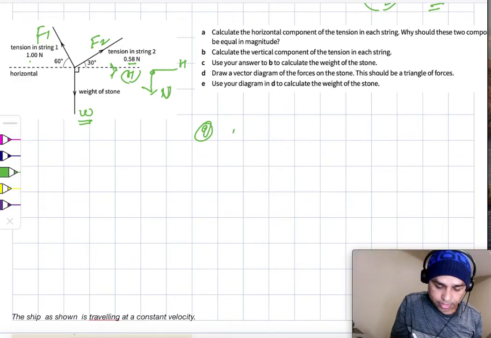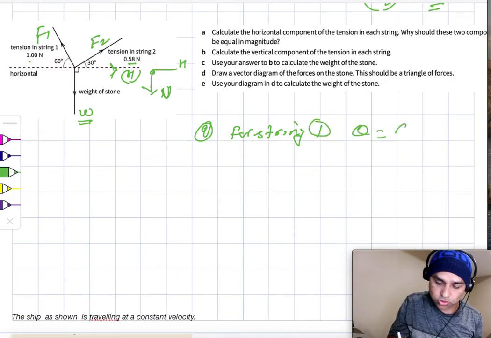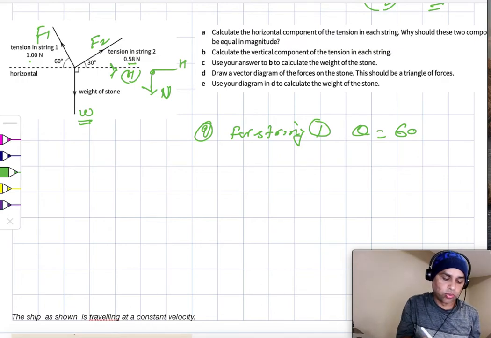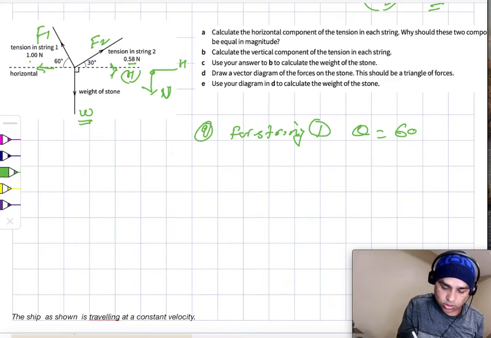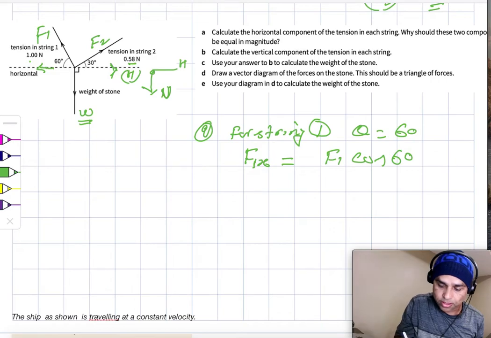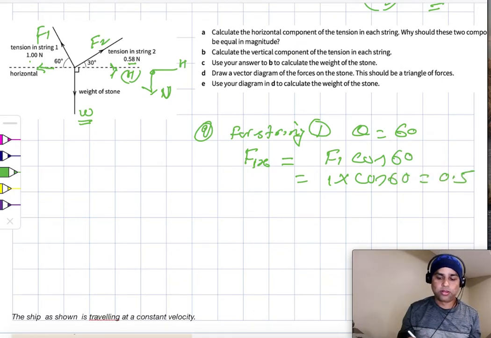For string one, theta equals 60. So what is the horizontal component? For string one, we can calculate these directions. Let's say X is the horizontal and Y is the vertical. F1x equals F1 cos 60, which is 1 into cos 60, equals 0.5 almost.